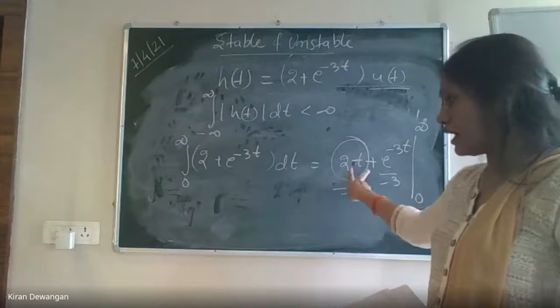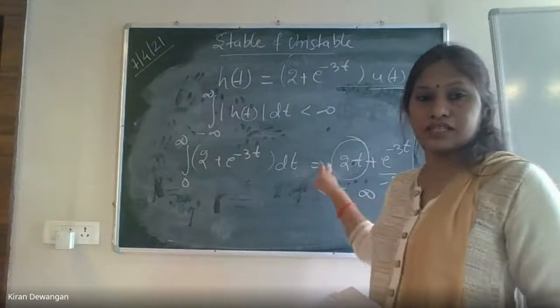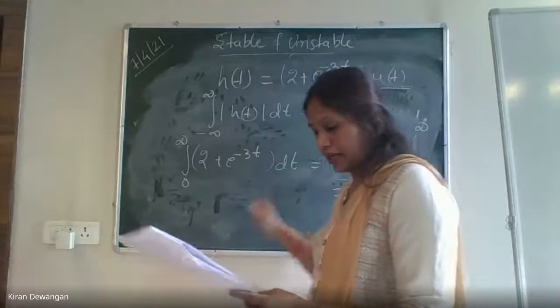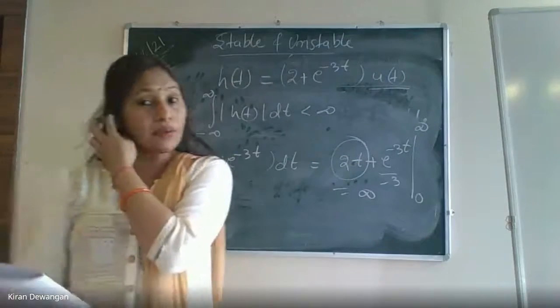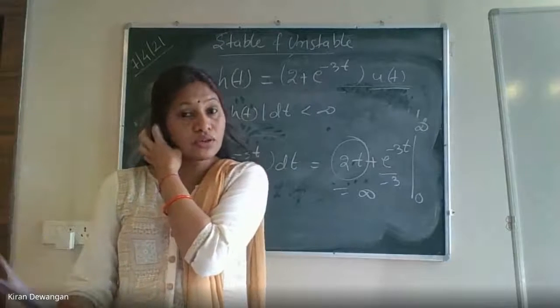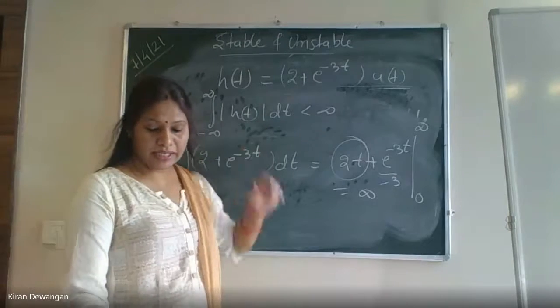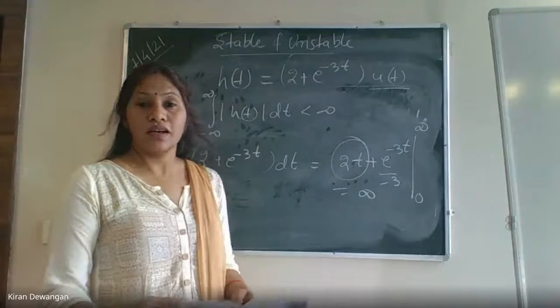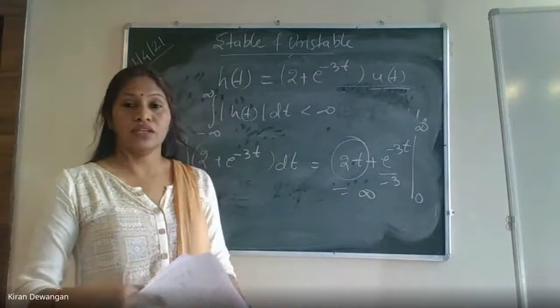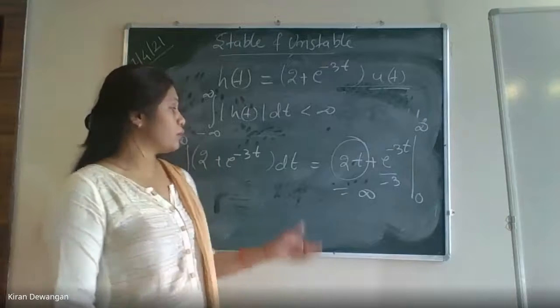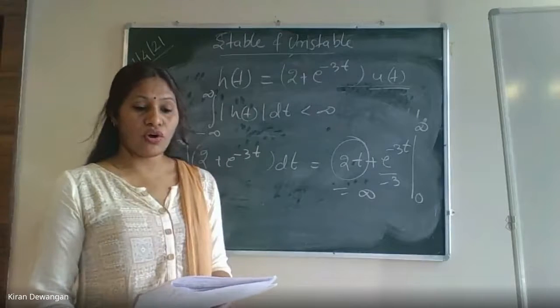Clear? And hence it is an unstable system. It is not a stable system, since the impulse response is not absolutely integrable. Your impulse response was not absolutely integrable. The system is an unstable system. That is how we have to check whether the system is stable or not.